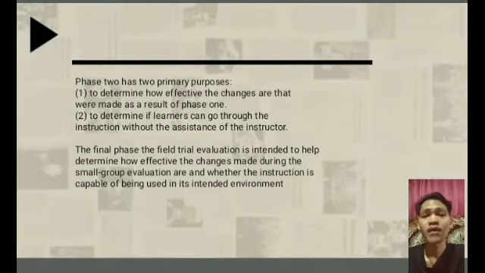Okay. The field trial phase is similar to small group evaluation. The main difference is that an instructor, not an instructional designer, must administer the instruction. The role of the instructional designer is to observe and record what is happening.